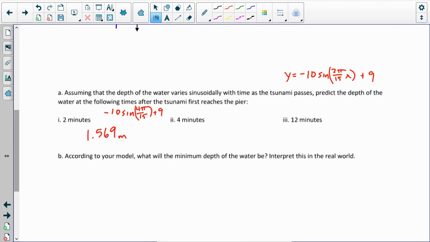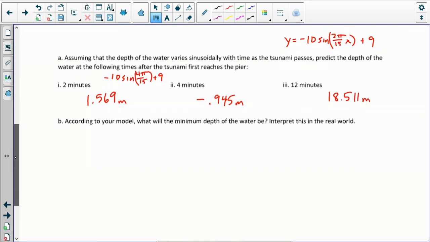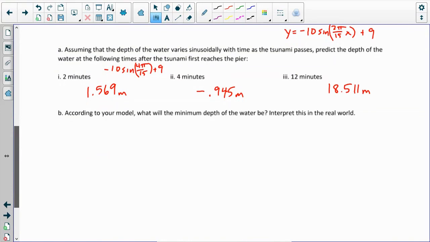I get 1.569 meters here. If I sub in 4, I would end up with 8 pi over 15 on the inside. That's -0.945 meters. And 12 minutes later, I would plug in 12 and I'd get 24 pi over 15. And that ends up being 18.511 meters. So you can just type those in the calculator, and that'll save you a little bit of time, but in a calculator part of the test, you would have to actually do it on your own.